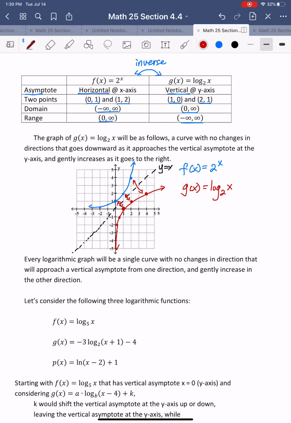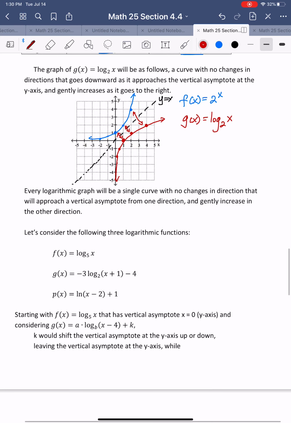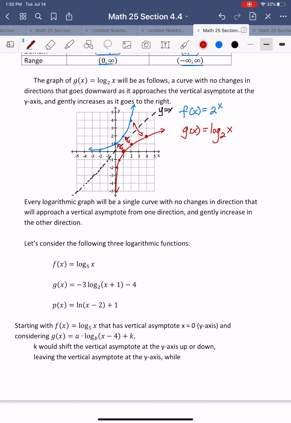They are inverses, okay? So every logarithmic graph will be a single curve with no change in direction that will approach a vertical asymptote from one direction and gently increase in the other direction. So let's consider the following three logarithmic functions, which we're going to graph later. f of x equal to log base 5 of x, g of x equal to negative 3 log base 2 of x plus 1 minus 4, and p of x equal to ln of x minus 2 plus 1. So starting with f of x equal to log base 5 of x, it has a vertical asymptote at x equal to 0, which is the y-axis.